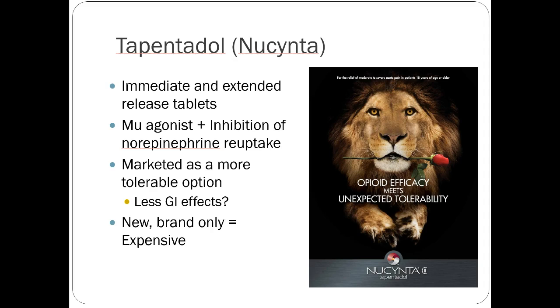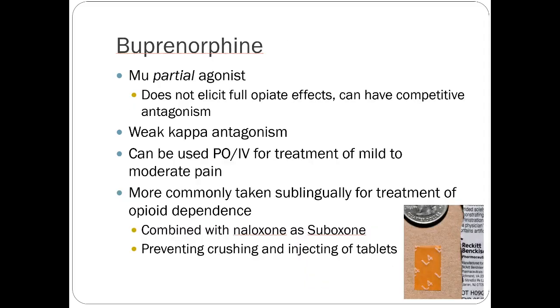Tapentadol is Nucynta. It's an immediate and extended release tablet. A mu agonist and an inhibitor of norepinephrine reuptake. So it has some of those similar effects that we're seeing in antidepressants and neuropathic pain agents. It's marketed as a more tolerable option with less GI-related side effects. I don't see tapentadol used a lot. Every once in a while, it's quite rare. I don't want you to know it for the exam, just FYI. Sorry for putting a whole slide on it.